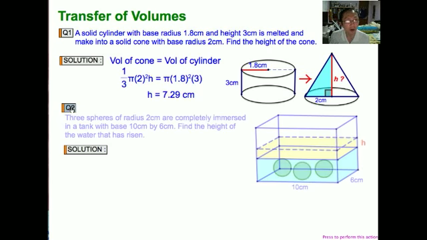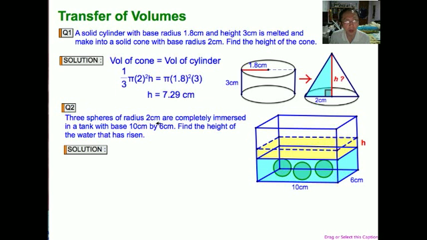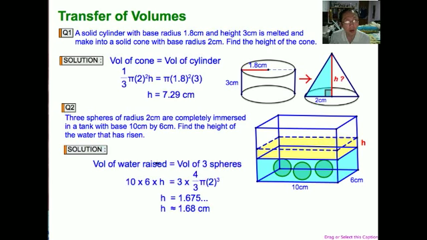In the second type of transfer of volumes, we see 3 spheres being completely submerged, which cause a rise in the water of height h. Since the spheres cause the water to rise, their volumes are equal. Thus, we form an equation of the volume of water raised equal to the volume of the 3 spheres. And finding the volume of water, which is 10 times 6 times the height, equal to 3 times the volume of a sphere, 4/3 pi r cubed. And simplifying, we have the height equals 1.68 cm.